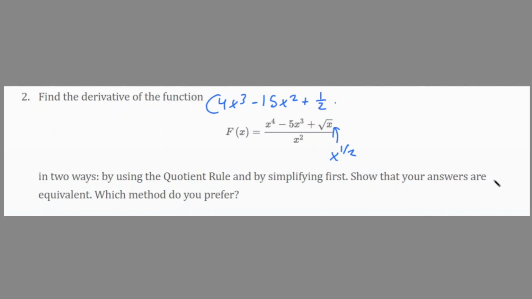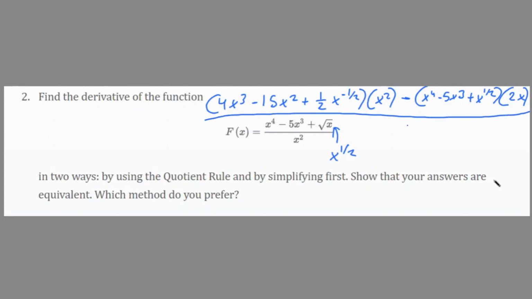So that is going to be 1/2 x to the minus 1/2 power, and then that is multiplied by x squared, and we subtract that by x to the fourth minus 5x cubed plus x to the 1/2 power, times g prime of x, which is 2x, and all of that is going to go under x squared squared, which is just x to the 4th power.